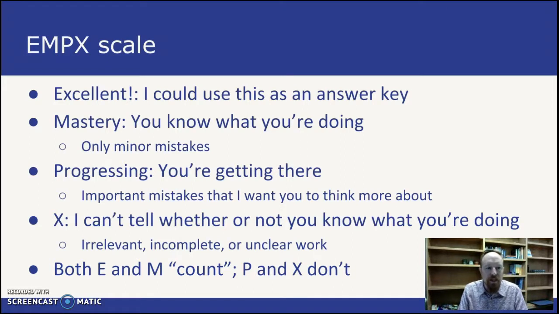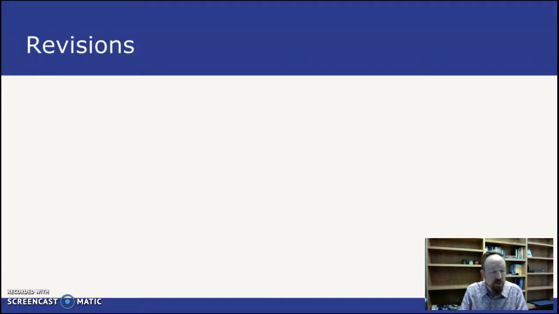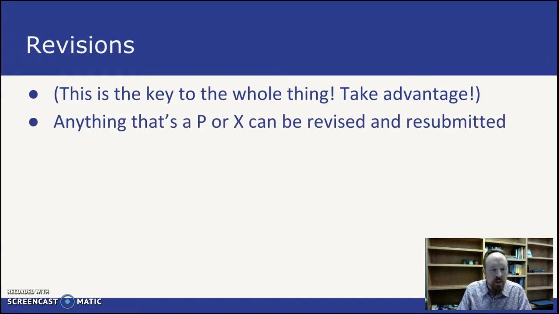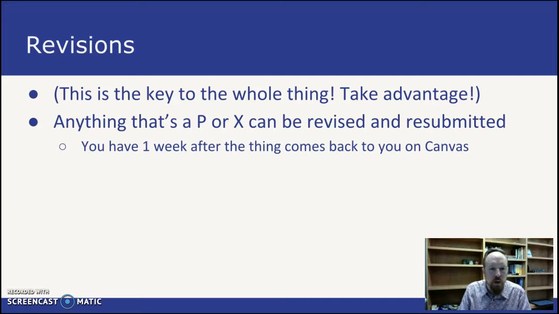So then the idea is that both E and M count, quote unquote, and P and X don't. But P and X are opportunities for you to revise your work, learn from your mistakes, and then you'll be able to resubmit it and get it regraded. So let's talk more about this revisions process. And by the way, this is like the key to the whole weird grading system, and it really does help you learn, and so I encourage you to take advantage of this. The idea is that anything that's graded at P or X that doesn't demonstrate your mastery of the concept can be revised and resubmitted within a limited time frame, which is that you have 1 week after the thing comes back to you on Canvas, which is where all your stuff will be submitted.